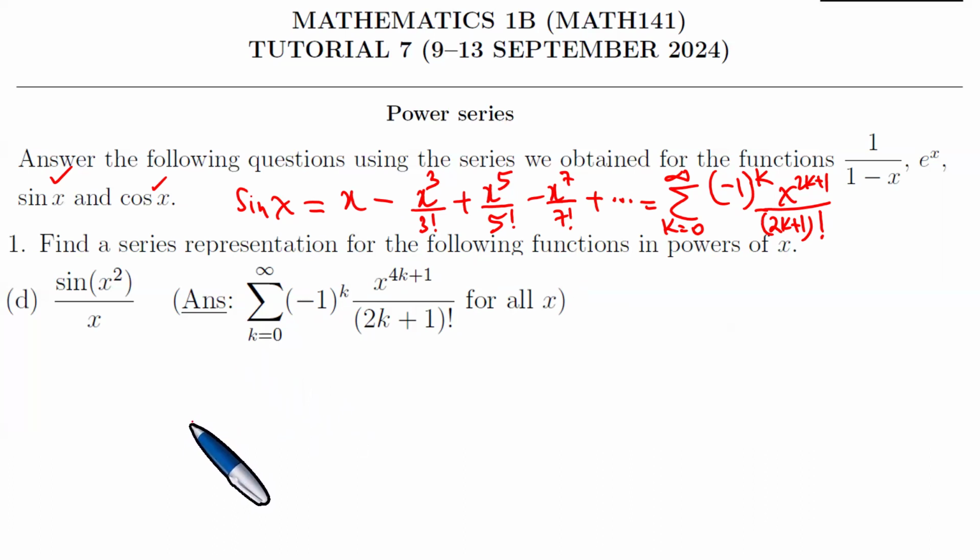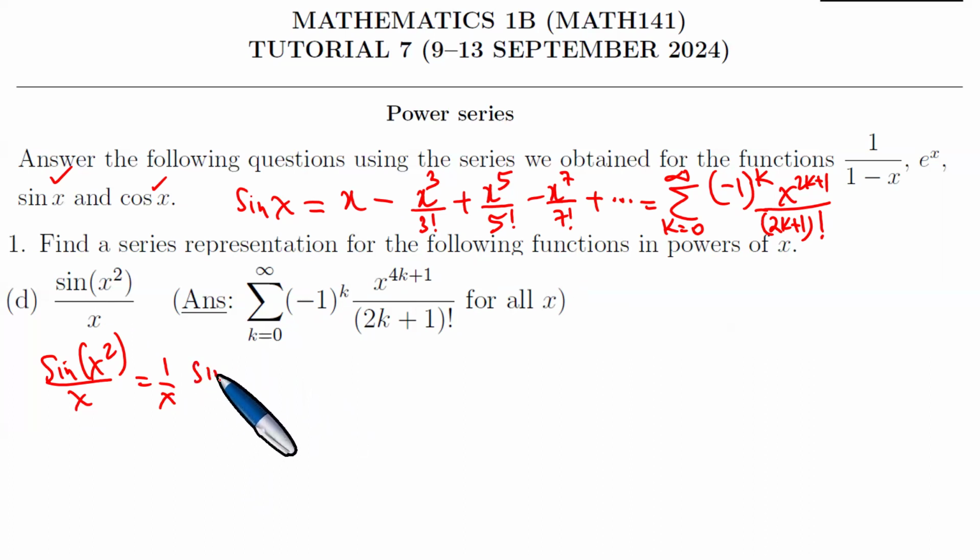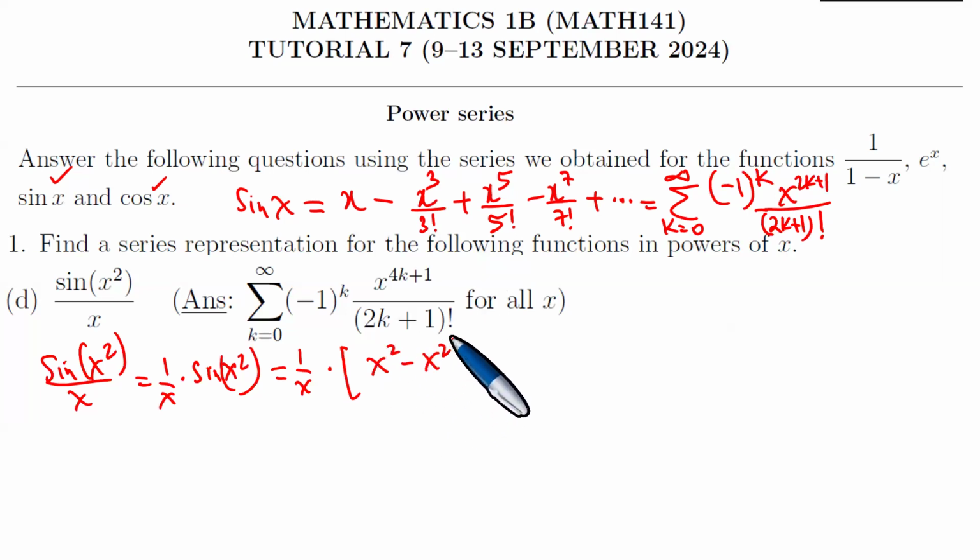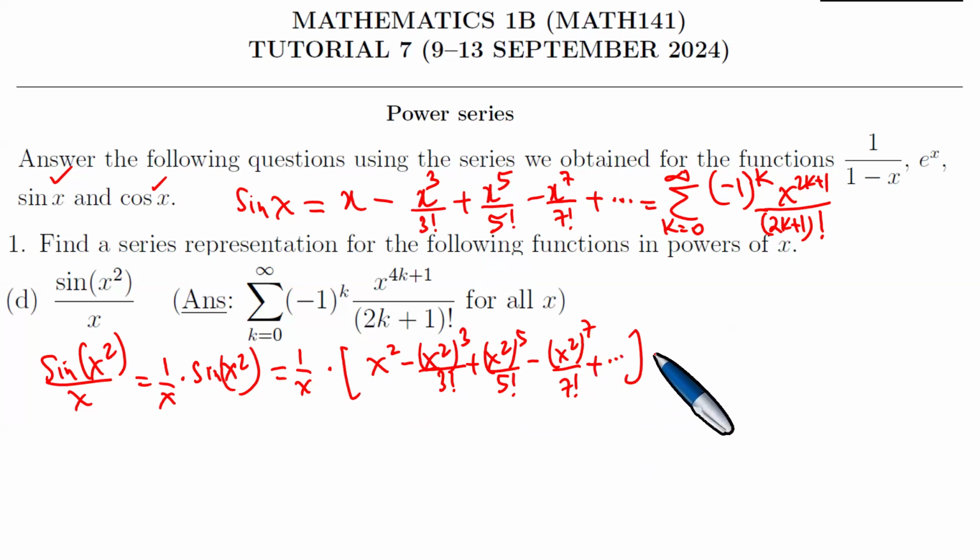Now, with this, then we just use this one. So here we're going to have the sine of x squared out of x. It is 1 over x and then the sine of x squared. 1 over x, what is the sine of x squared? And then now you cube the things like this. You raise it to the 5th power. You raise it to the 7th power. Okay, this is what we have.